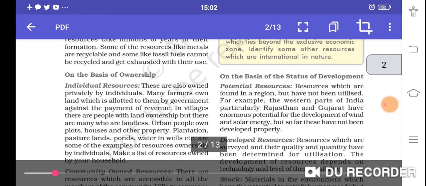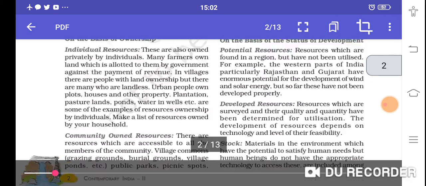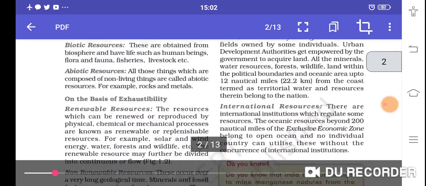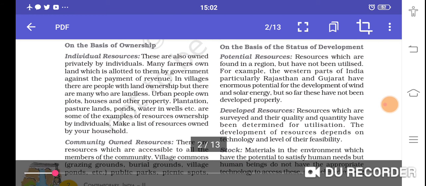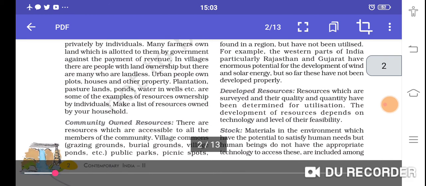Another type of resources on the basis of ownership: individual, community owned, national, or international resources. So what are they? Let us see. Individual resources are the resources which are owned by individuals or groups of individuals. They are owned and operated by individuals or groups of individuals, and many farmers own land which is allotted to them by the government against payment of revenue. In villages there are people with land ownership, but there are many who are landless. Urban people with plots of land, pottery, plantation, pastures, ponds, water in the wells, etc. are some examples of resources owned by individuals.